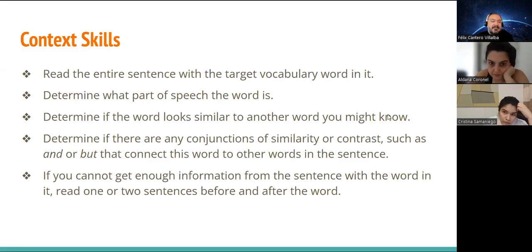So the skills to understand context. Let's, who read last? Aldana or Cristina? To read, no, I think. Okay.